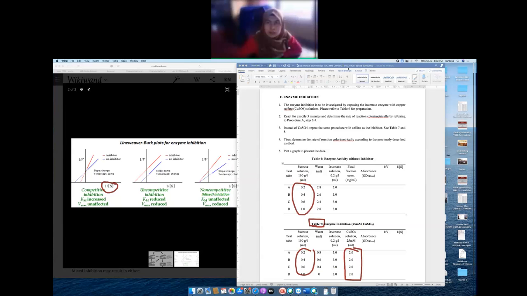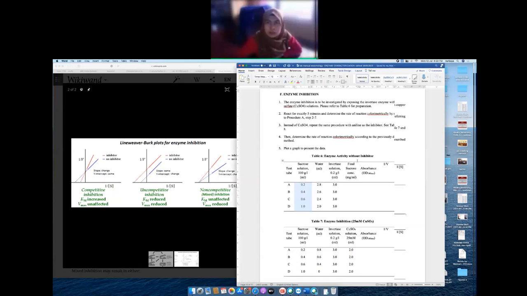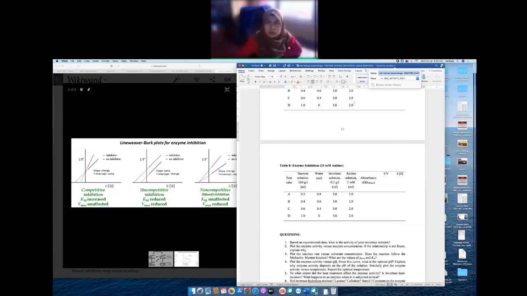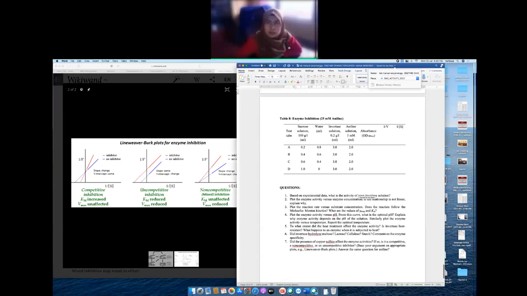Okay, so you repeat a similar set of the experiment when you use aniline. So you have copper sulfate and aniline. Even the Michaelis-Menten graph is still okay, so that you can see how the graph looks, so that you get the answer. Which one is competitive, which one is uncompetitive, which one is non-competitive. So you can also try to answer this question so that you get to know more about the enzyme.